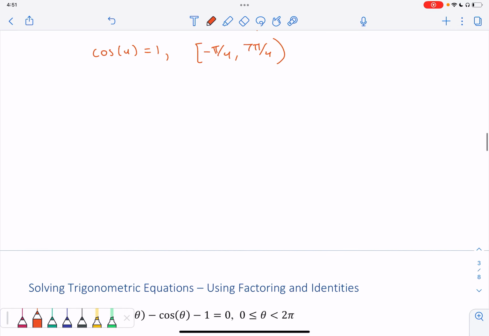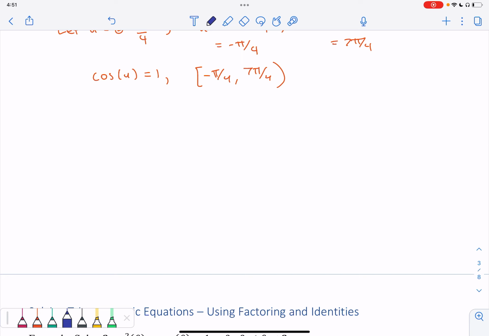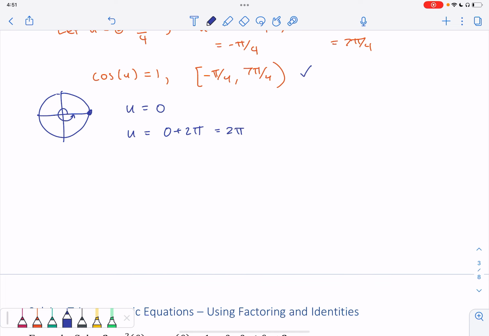Okay, let's solve. Cosine of u equals 1. Where does that happen on the unit circle? Well, the x value on the unit circle is 1 only in one place, when u is 0 radians. So u is 0. Does that fit in my given interval? Yes. Okay, good. What if I went around again? I want to ask, wait a minute, are there any more? What if I tried u is 0 plus 2 pi? Too big, right? This is too big because 2 pi is 8 pi over 4. That's too big for this interval.